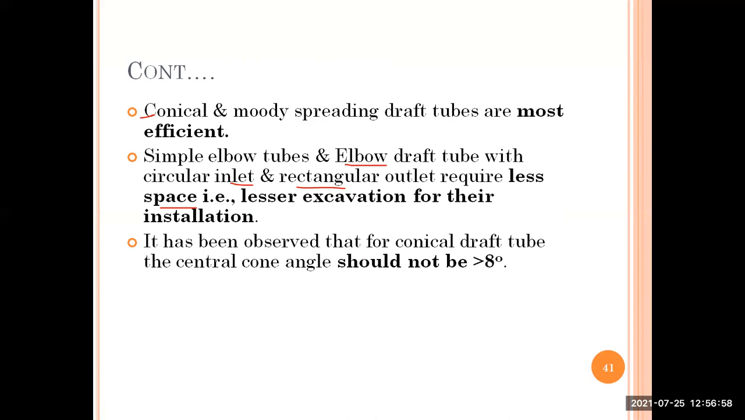And also, for a conical draft tube, the angle should not be more than 8 degrees. If the angle is more than 8 degrees, then it will increase the losses.